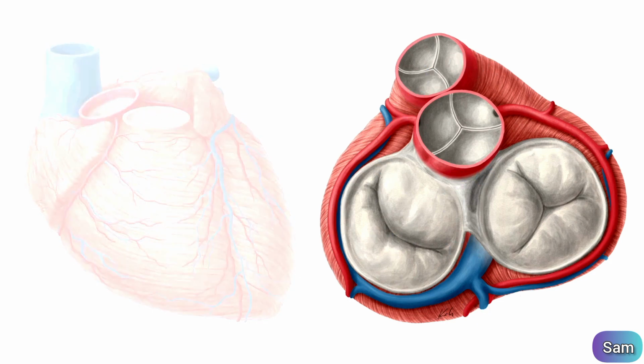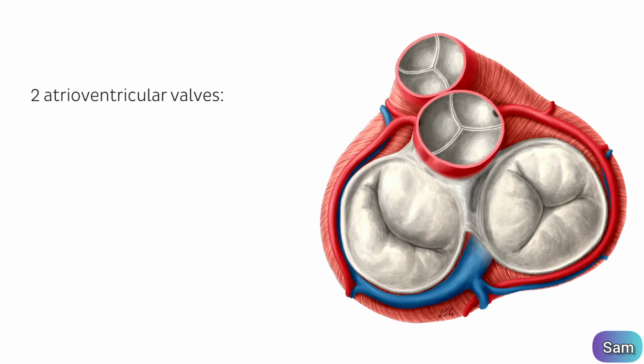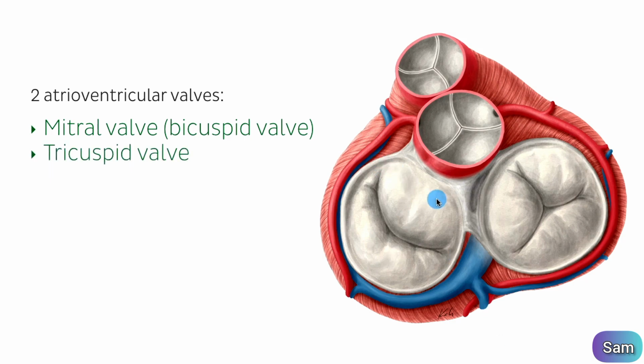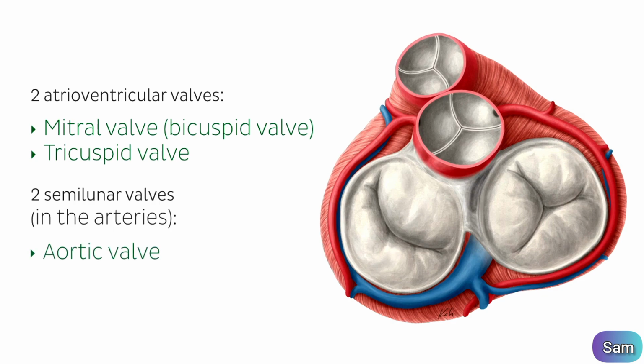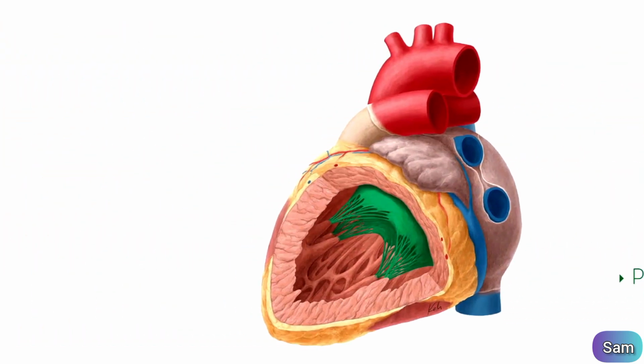The first point that I would like to make that you can clearly see here on this image is that there are 4 main valves in the heart. So 2 atrioventricular valves, which are known as the mitral valve and the tricuspid valve. You can see here, this is the mitral valve and the tricuspid valve. There are also 2 semilunar valves that are found in the arteries. These are then the aortic valve and the pulmonary valve. Now notice here that this is the aortic valve in the aorta and the pulmonary valve found on the pulmonary trunk. Now let's explore these structures in a little bit more detail.